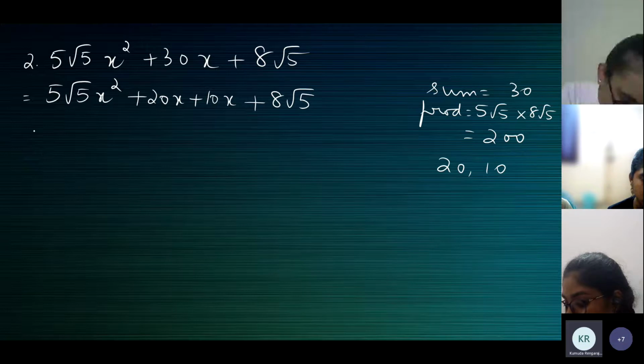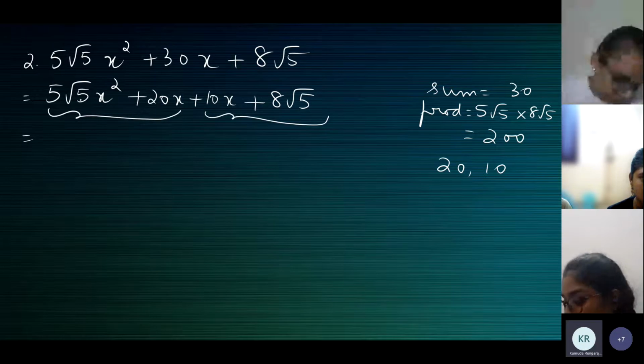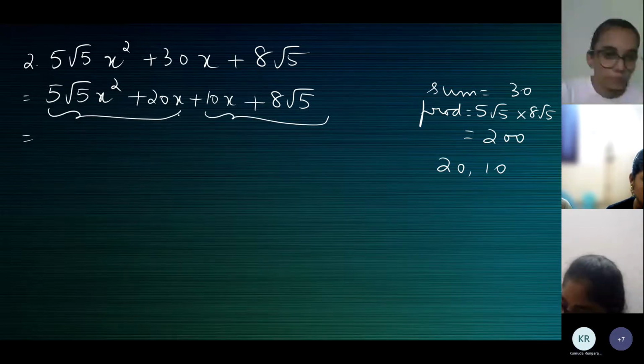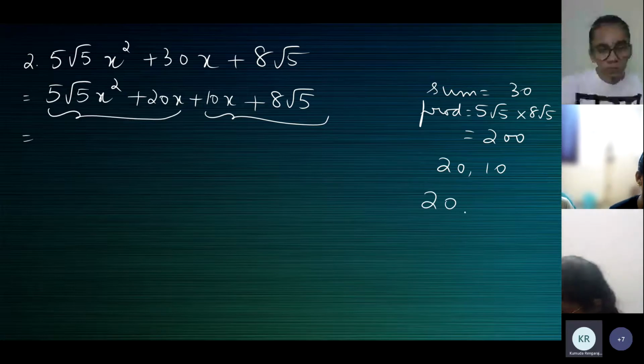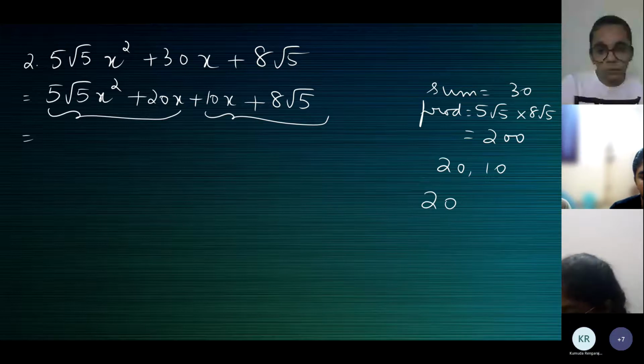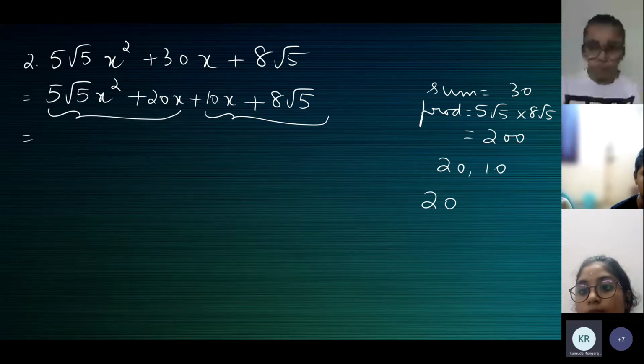Now, as usual, group the first two terms and the last two terms. What's common between 5 root 5 x square and 20x? Root 5x. So how do you actually work and figure out what's common? Take up 20. You know that 5 root 5 is root 5 into root 5 into root 5, because 5 is root 5 into root 5. So 5 root 5 has 3 root 5s in it.